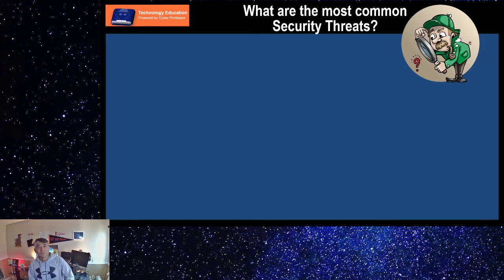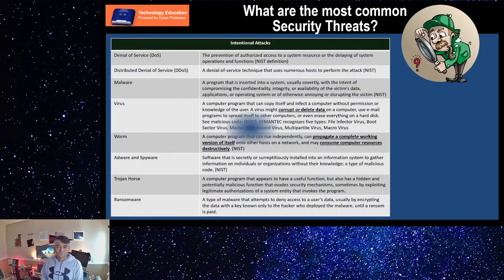We need to ask what are the most common security threats. There are intentional attacks in the form of denial of service, or DOS, which involves the prevention of authorized access to a system resource or the delaying of system operations and functions, and that is based on the NIST definition. NIST is the organization that provides many different standards in the form of documents that are published for the use of private and public companies in the topics of cybersecurity.